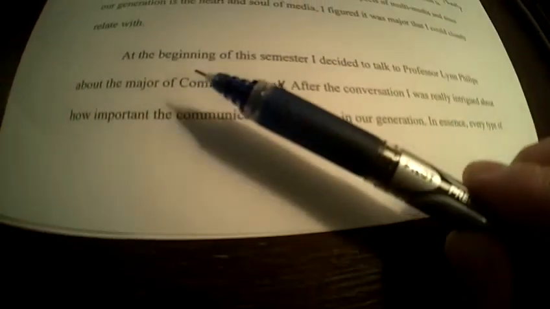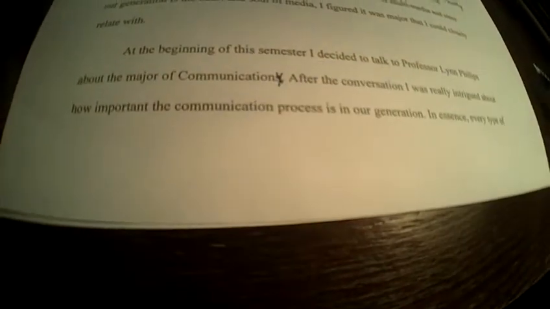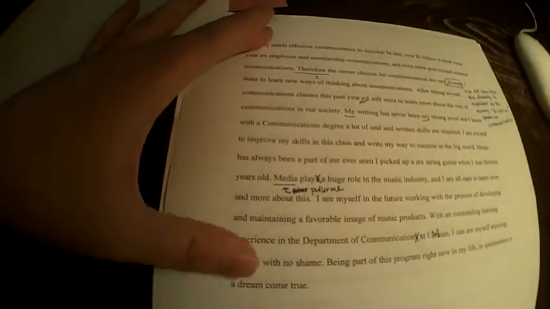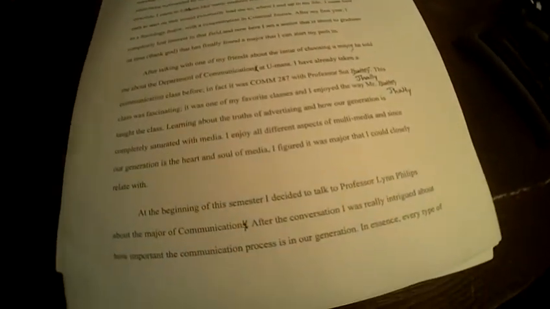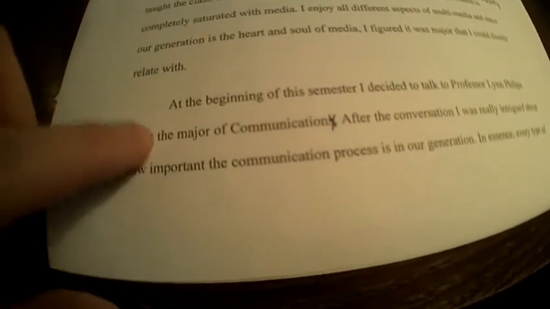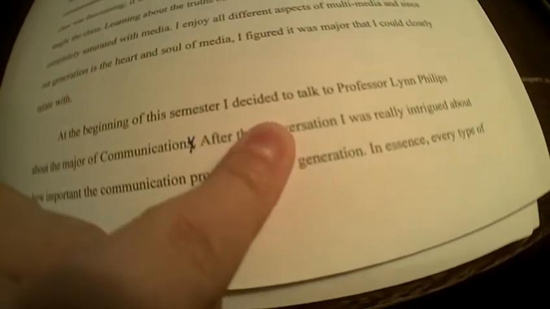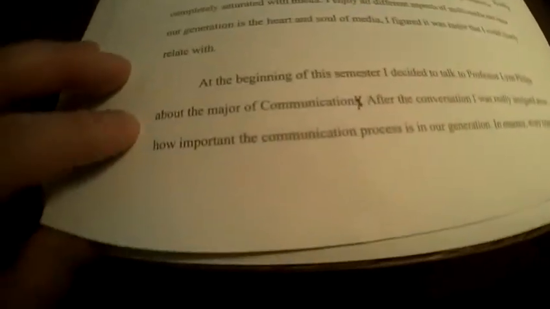In the third paragraph, the problem is a little bit worse. The third paragraph, or the last paragraph, is rather long compared to other paragraphs on the first page. So let's see. The last paragraph starts with an idea of how the student went to see Professor Lynn Phillips, who's an undergraduate advisor.